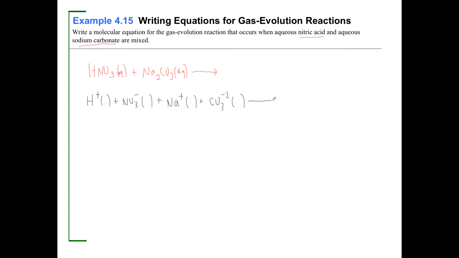Aqueous produces what? Well, we know they switch partners. Remember we did that in the previous section. So the H pluses are going to go with the carbonates, and the nitrates are going to go with the sodiums. So it looks like there's going to have to be 2 H pluses, right? So let's make that a 2. And if that's 2, this is also going to have to be 2 because they came in 1 to 1, right? And that'll also have to be 2. Okay? 2 H pluses is going to give us, well, it's going to give us carbonic acid, right?